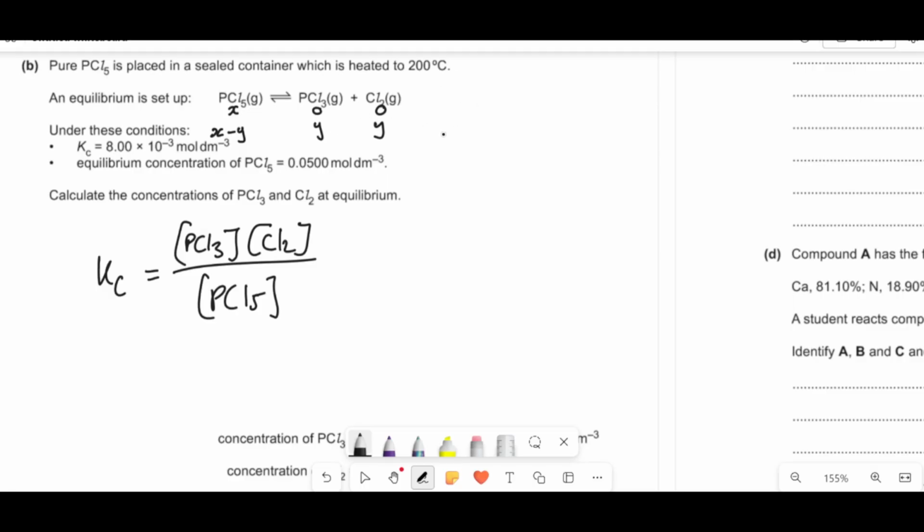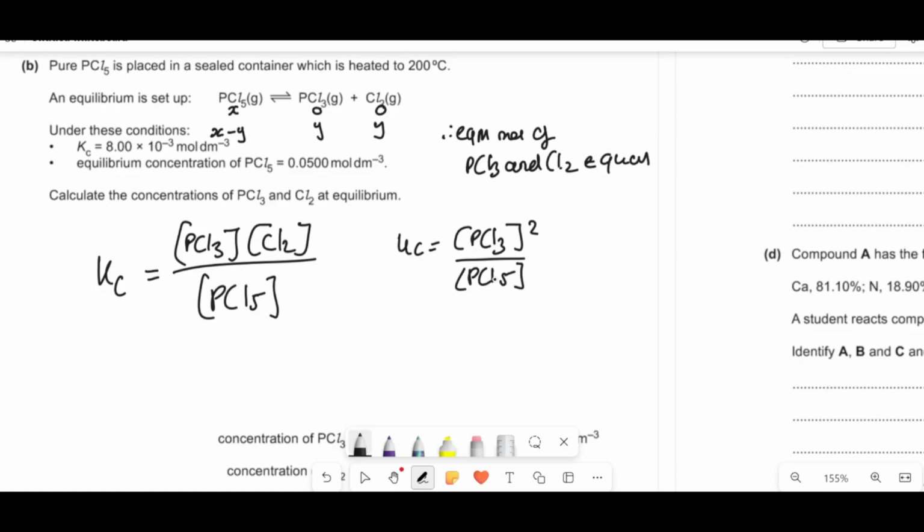Because they're in the same volume, the equilibrium moles of PCl3 and Cl2 have to be equal to each other, because this equilibrium started with 0, and the question told you we had pure PCl5 in a sealed container, meaning there was none of these to begin with. Because they're in a 1-to-1 ratio, if one of these dissociates, you get one of these and one of these. So I can rewrite our Kc expression as Kc equals the concentration of either one of them, so I'll say PCl3 because they're equal, squared over the PCl5 concentration, right?